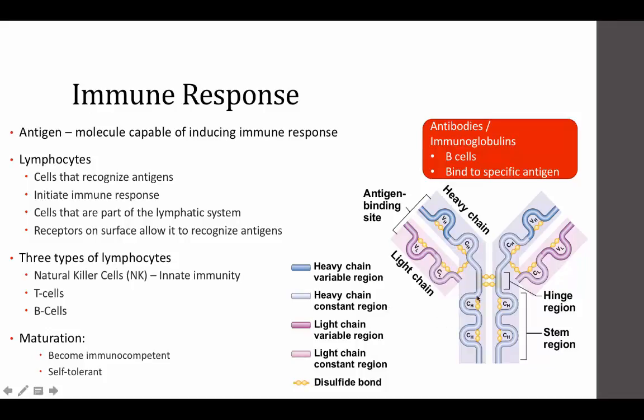So they have 2 constant regions. The constant regions are here in the light blue and the light purple. Constant regions, then they have a variable region. These are the regions that will change depending on the specific antigen they are going to target.